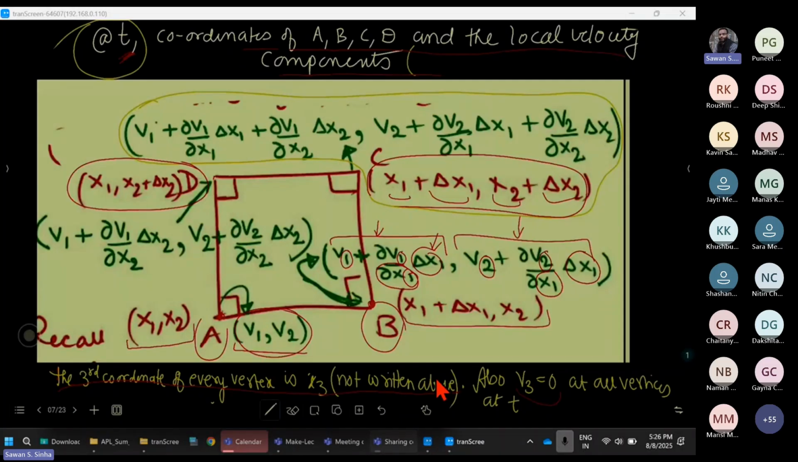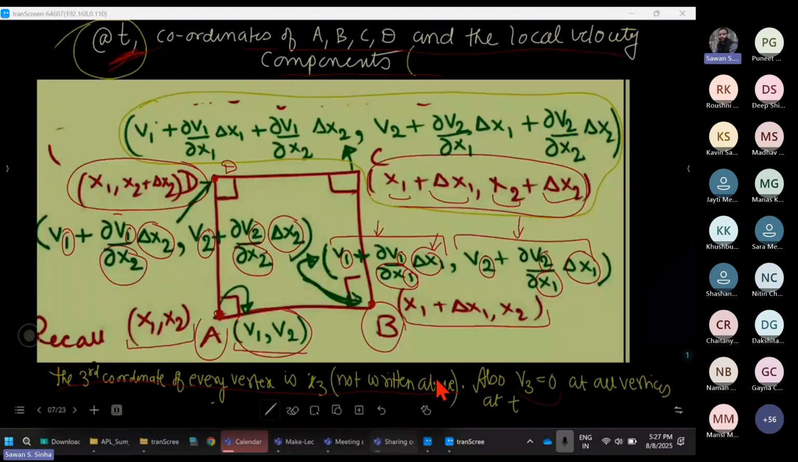Right? Now we go to point D here and I write the velocity components of point D at time t. What is the velocity component? First component of velocity, of course, v1, v1. Second component, v2, v2. But then point D is displaced from point A in E2 direction, and that is why the derivative is with respect to x2. And once the partial derivative is with respect to x2, this whole thing has to be multiplied by delta x2, Taylor series.